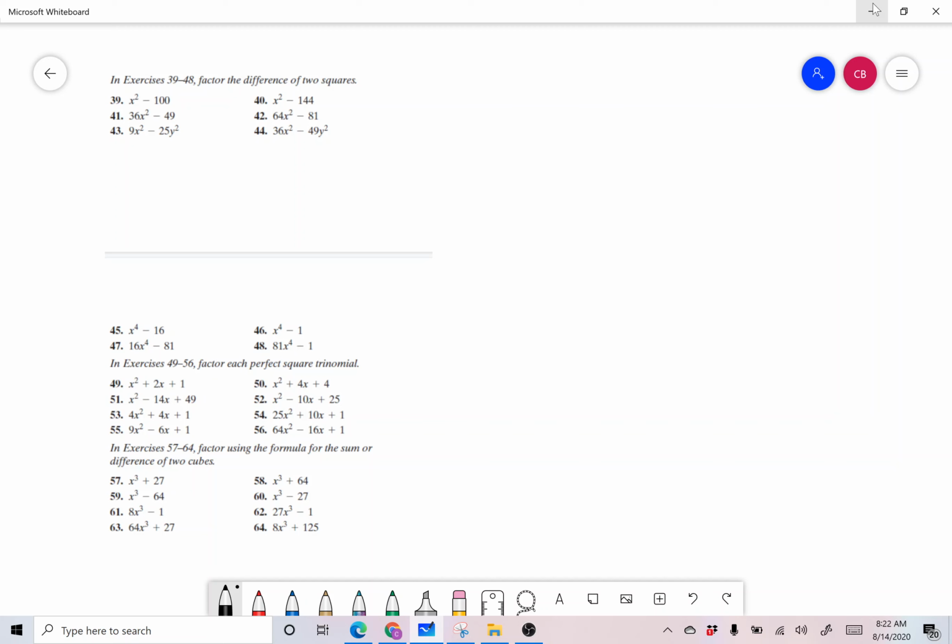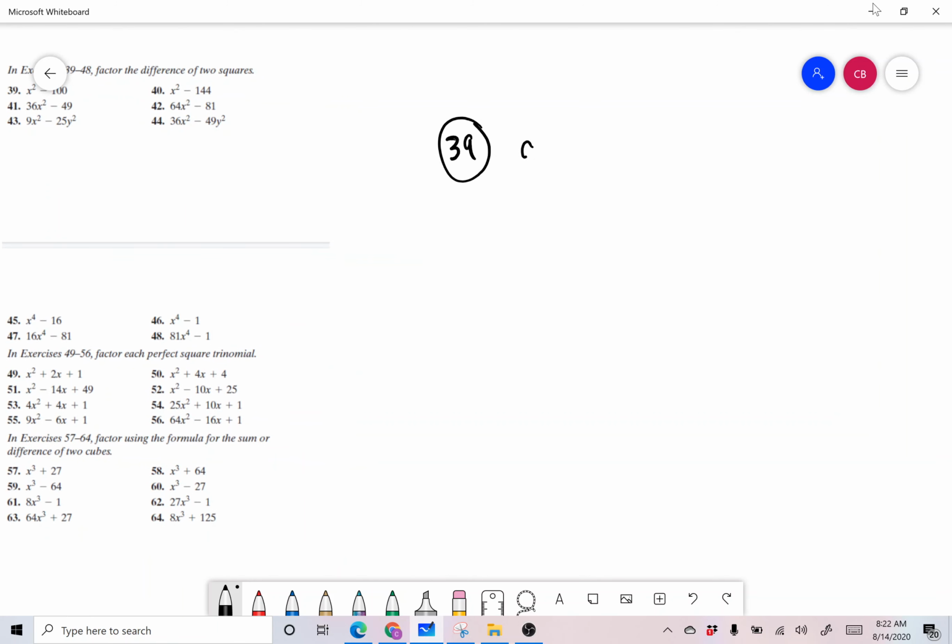So the first one, we have x squared and 100. Notice that 1 is the only thing that goes into both of those. x does not go into 100 and 100 does not go into x. And so we can factor this. So if we wanted to factor 39, if you have a squared minus b squared, then this is a difference of squares. This is a square, this is a square, difference because it's a subtraction. And this factors as a plus b, a minus b.